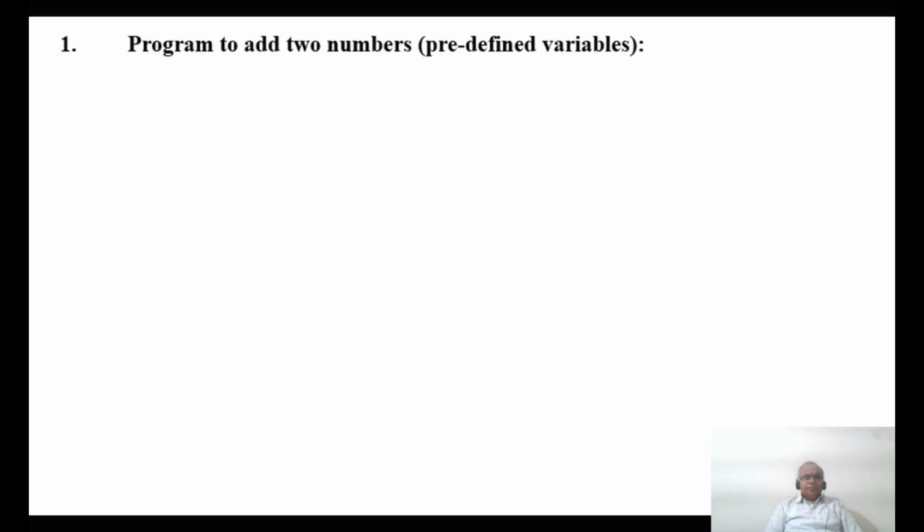In this video, we are going to take up a program on how to add two numbers with a predefined variable. What is a predefined variable? The moment I say a variable, the variable is the one which keeps on changing its value during the execution of the program.